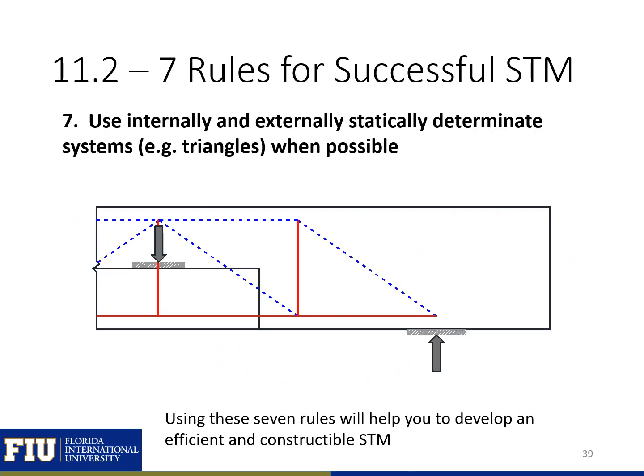Finally, when possible, we want to use internally and externally statically determinate systems. In other words, we want to use triangles whenever possible. It's not always possible, but we want to try to use triangles whenever possible. So here, you can see some triangles in the model, and this will just lead to a more efficient and constructible design.